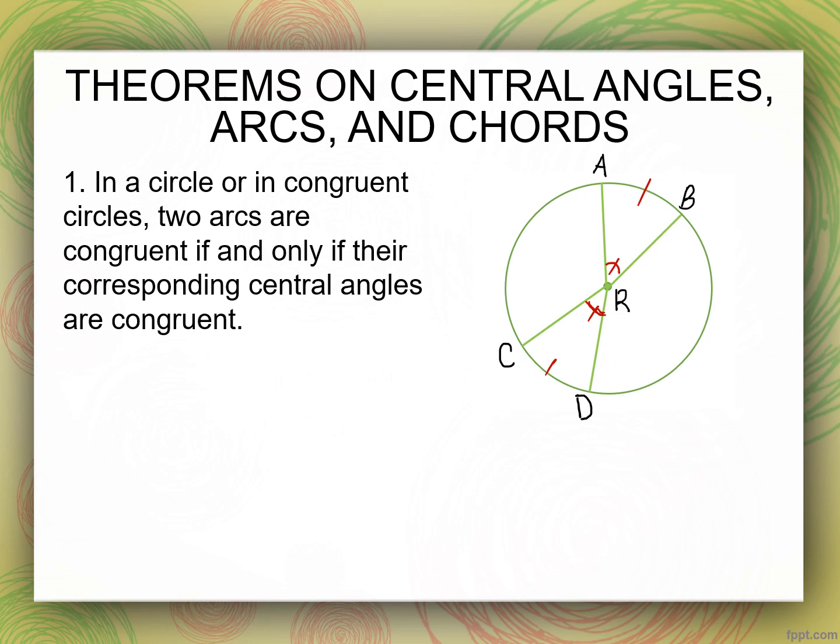Okay, so let's write a statement for it. So if angle ARB is congruent to angle CRD, then we can say that arc AB is congruent to arc CD. Okay, so that's the first one. Let's have the second one.